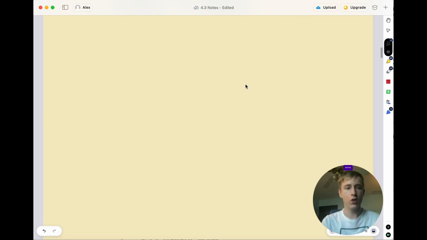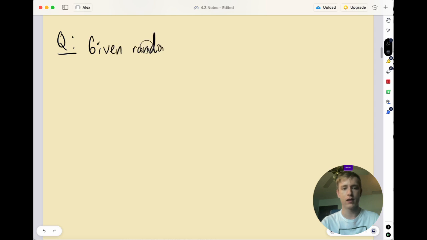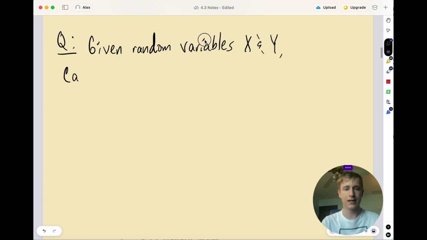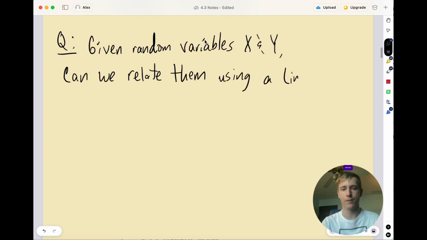Okay, so one question that we might want to ask ourselves, and this is a very, very useful question that is important in all fields of science and really anything that applies science, is: if I'm given random variables, not necessarily independent, in fact definitely not independent, random variables x and y, can we relate them using some kind of linear model?